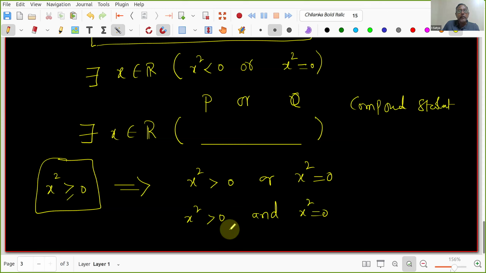How many of you tick yes or no? Be quick. Can I write like this: x square greater than 0 and x square equals 0? If yes, tick yes. Otherwise, tick no. x square greater than or equal to 0. Can I write like this?